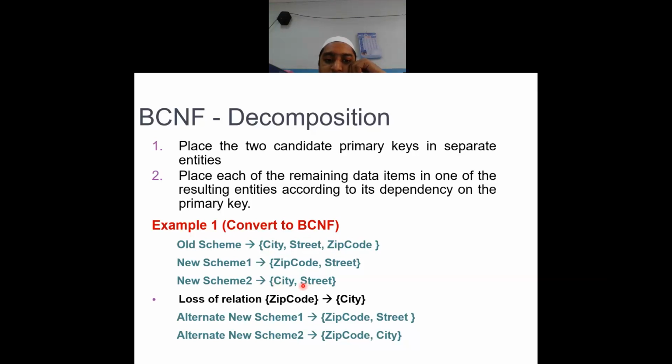But if I have only zip code and city here, it will give me the problem that I will not be having any relationship for this street. So as I have mentioned here, the choice is street and zip code added here, or city and zip code. This is a possibility. It's our choice. But the first option is more appropriate.